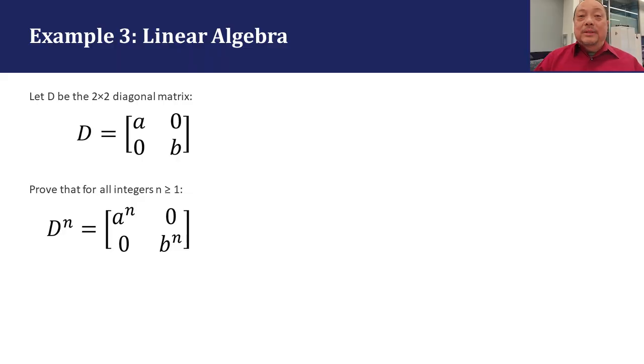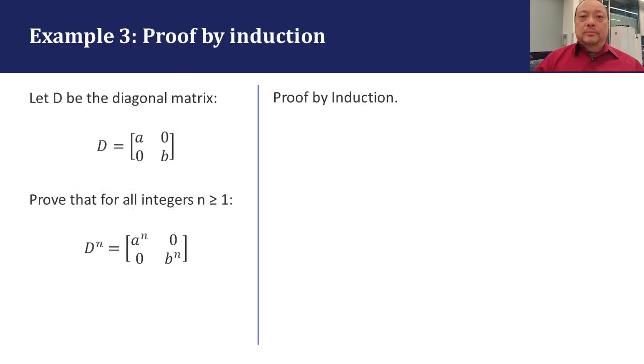Next example, I'll jump to an advanced topic and do linear algebra. This is for students who have seen matrix multiplication. Example 3. Let D be the 2 by 2 diagonal matrix, like that, with a and b down the diagonal. Prove that for all integers n greater than or equal to 1, D to the power n is equal to the diagonal matrix with a to the n and b to the n on the diagonal. We'll prove by induction. First, we write the words. Proof by induction. The base case is n equals 1, because that's what the question says.